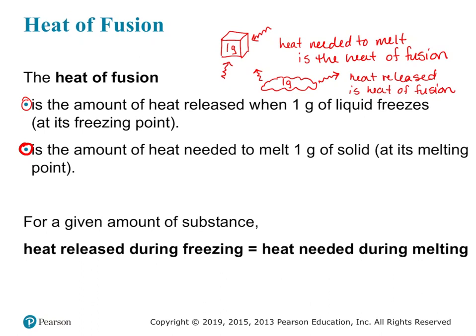All right, so for a given amount of substance, the heat that's released during freezing is equal to the heat needed during melting. So if you have 1 gram of a substance, whether it's a solid or a liquid, the amount of heat that's needed or released, depending on the process, is the same. And that's your heat of fusion.